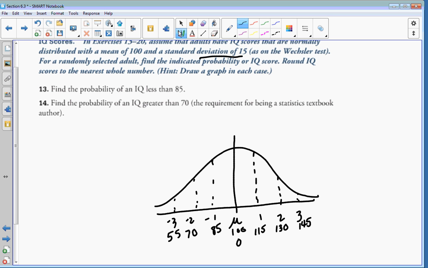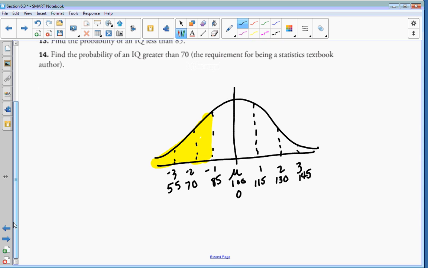And I want to find the probability of an IQ which is less than 85. Less than 85, well here's my 85, and I want to find this probability. So what I first need to do is find the equivalent z-score. Well, I know the equivalent z-score because guess what? It's right on 1, so my z-score is equal to -1. I don't even need to do the calculation.